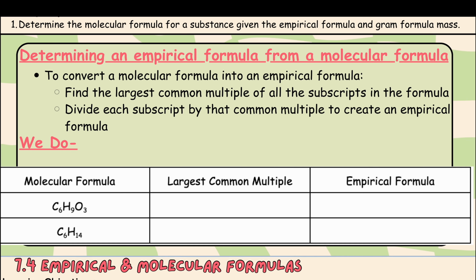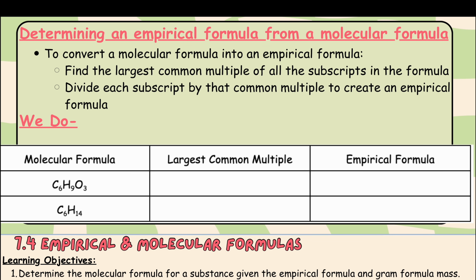Okay, so we're going to first go over how to determine an empirical formula from a molecular formula, or determining the simplified formula given its true formula. Okay, so the first step is to find the largest common multiple of all the subscripts that are present. And then we want to divide each subscript by that multiple to create this empirical formula. Okay, so I'll do these two examples.